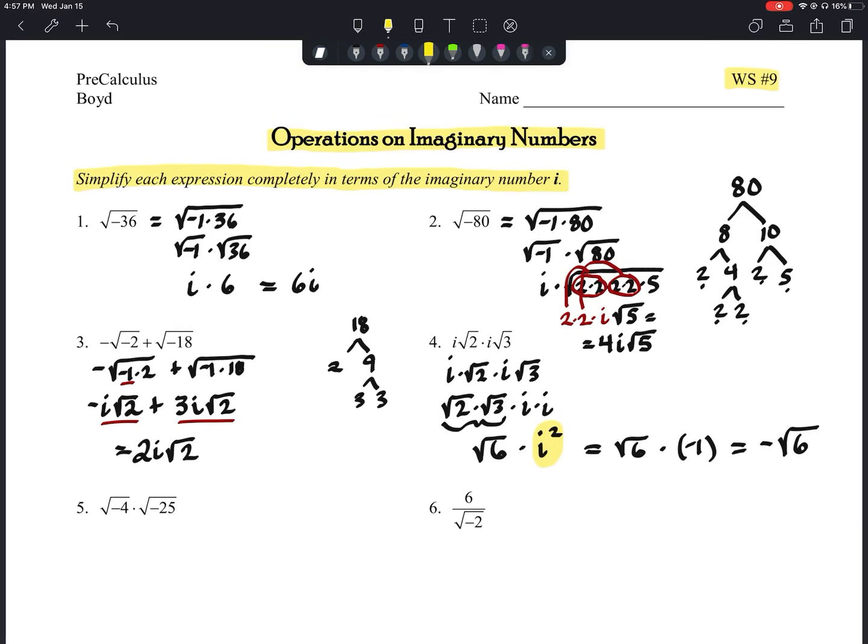So these are the answers for numbers 1, 2, 3, and 4. We have 6i, we have 4i radical 5, we have 2i radical 2, and we have negative radical 6.